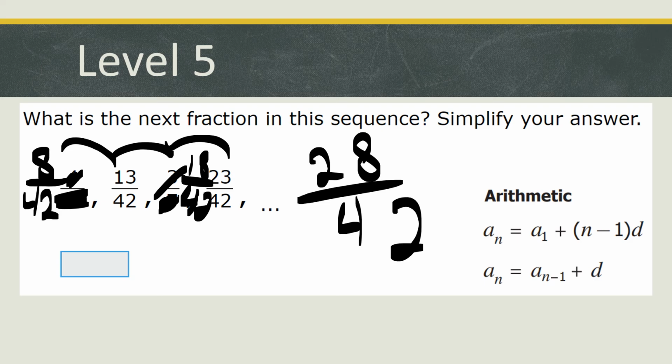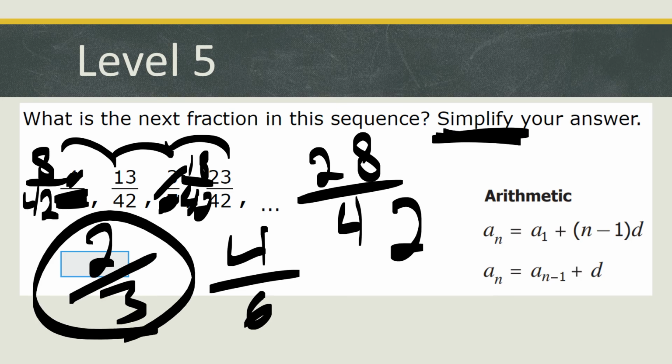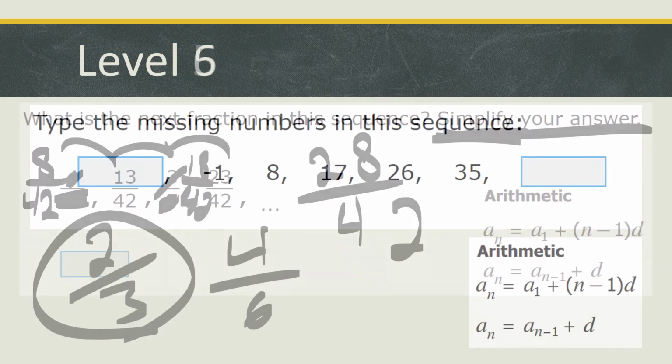If you type this in to IXL, it will count it wrong. And why? Because it says simplify. So if we simplify this, what can we take out of both of these? And the answer is we can take out a 7, right? We could take that down to 4 over 6. We can actually take out more. We could have taken out a 14 from that one. So we're going to take out 2 more, and I end up with 2/3. Make sure you simplify your answer or it will be counted wrong.